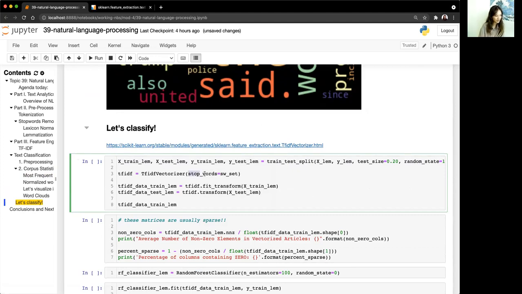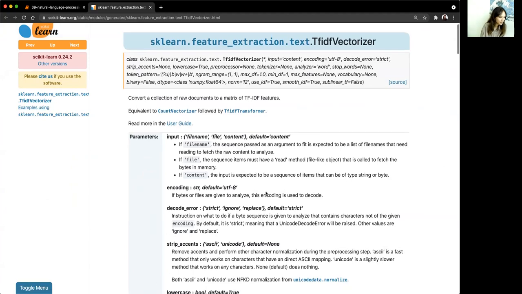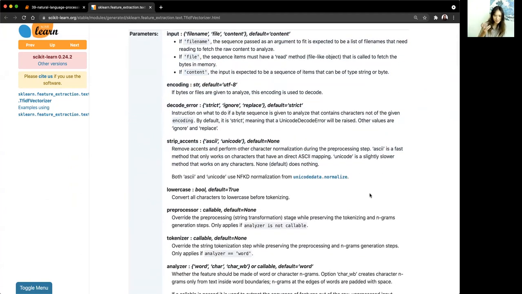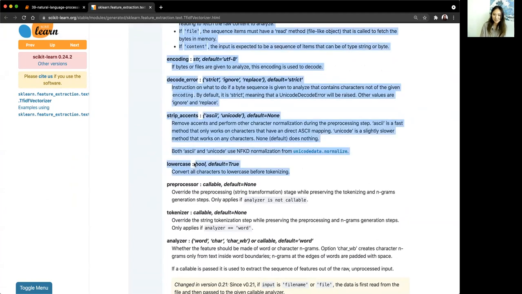So within Tfidf Vectorizer, you can see that I am feeding in my stop word set. There's a lot of things that you can do with Tfidf Vectorizer or count vectorizer. For example, you can strip accents if you wanted to, if you have a lot of random characters in your data, you can do that. By default, it will do the lowercase for you as well.